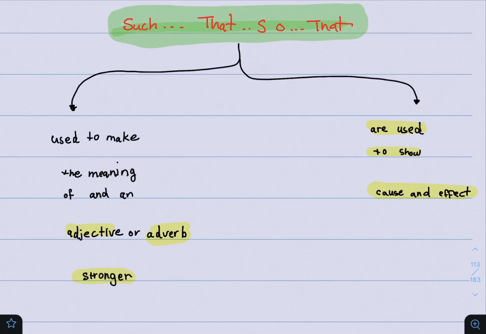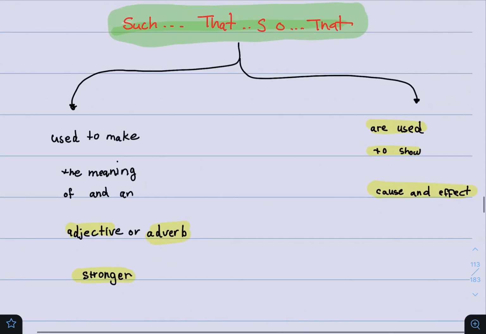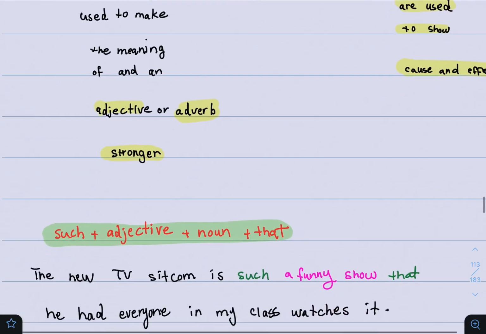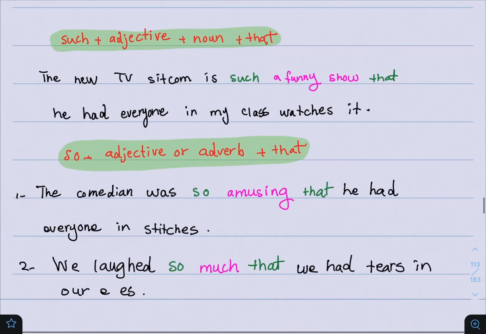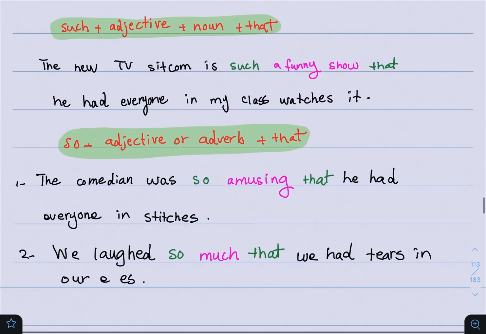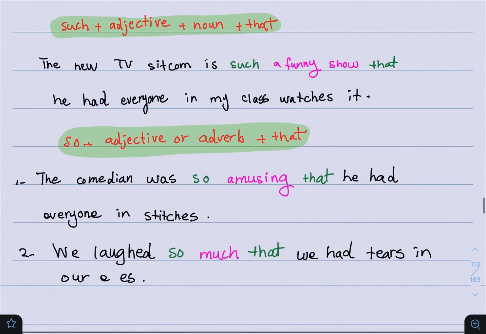And also we use them such and so that to show a cause and effect. Okay, it was such a beautiful day that we went out. Okay, so يعني الكوز والإفكت، لأن اليوم جميل قررنا إن احنا نطلع. Okay, now let's take a look at these examples.